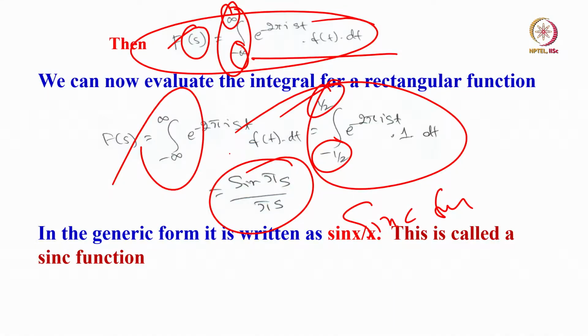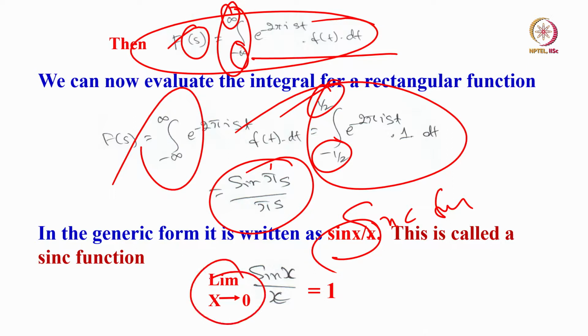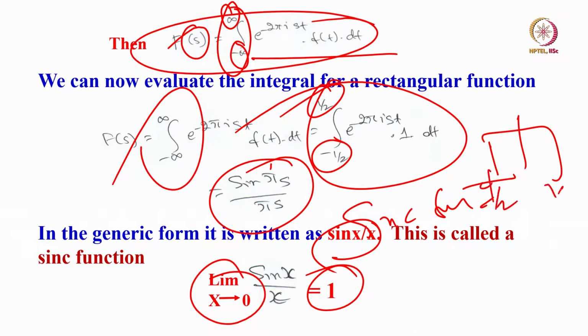But in the special example of the rectangular function which was taken, it is from minus half to plus half. So then it turns out to be sin pi s by pi s, or in a simple form it is called the sin x by x function, the sinc function. Okay. And the limit of this function as x tends to 0 becomes 1. This is the rectangular function we saw. It is 1 from minus half to plus half that we took.